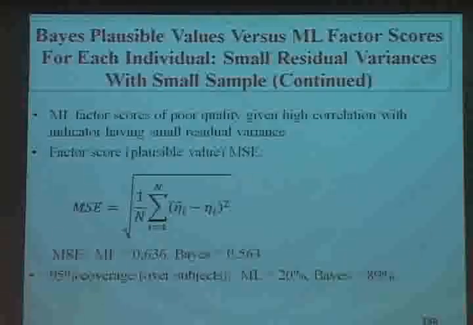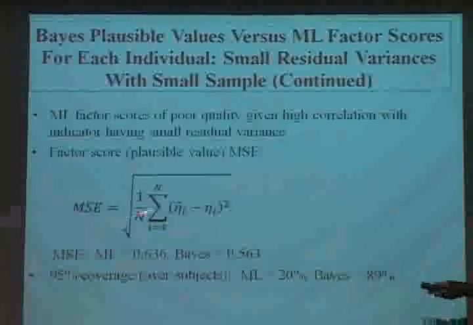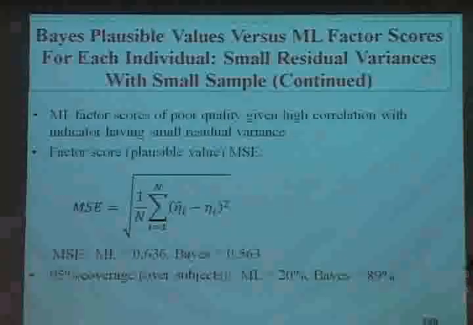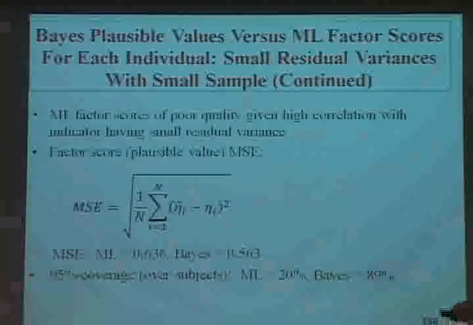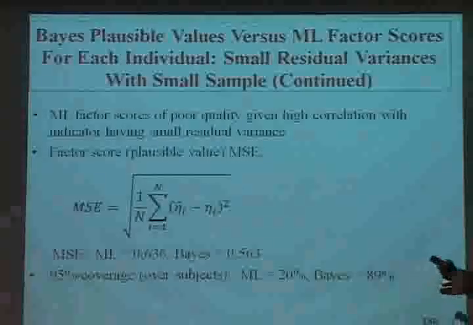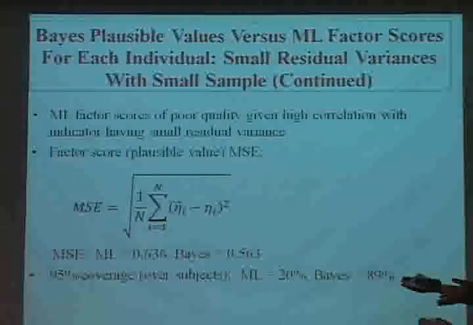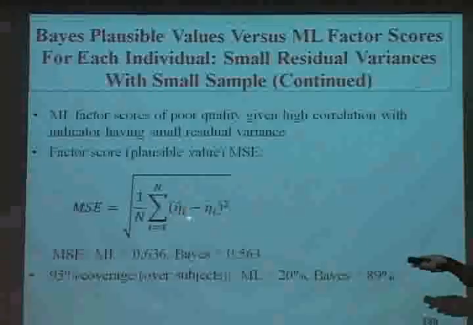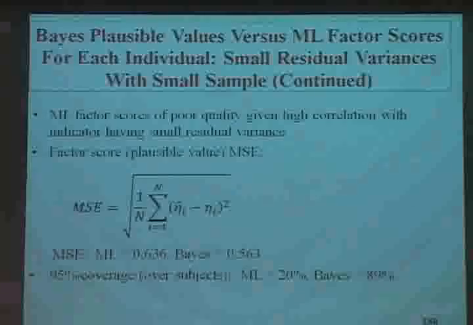Do you want to say how eta hat is created? Okay, so eta hat, this is for both estimators, and in ML this is basically the posterior mean, and it's essentially a linear combination of the three indicators. In Bayes, we ask for 5,000 imputations, and this is basically the average. For each individual, you get the average. So it's, again, the posterior mean in the Bayesian framework.